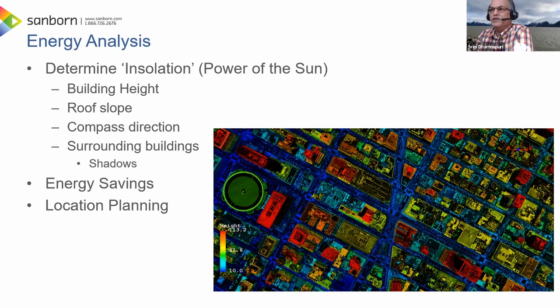So if you have a building, we will have the basic information like the building height, the slope of the roof, the compass direction, what the surrounding buildings are, what the height of the surrounding buildings is, and what the shadow area is that is being created by the surrounding buildings. All that information we can get, and that will be very useful in performing the energy analysis. So this is another area where we think the digital twin will play an important role.